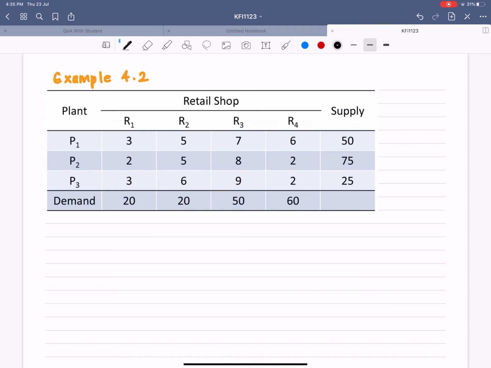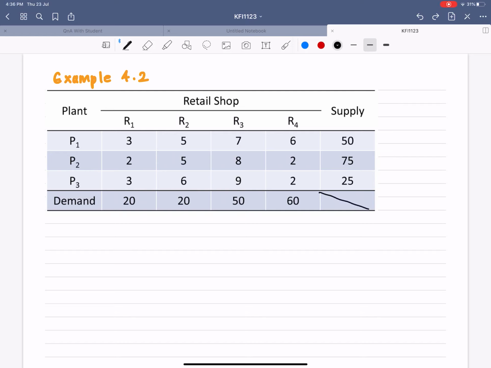So what we will do is just the same as what we have done in the previous example. First of all, you need to check the total demands, where in this case, the total demand is 20 plus 20 plus 50 plus 60, which is 150.